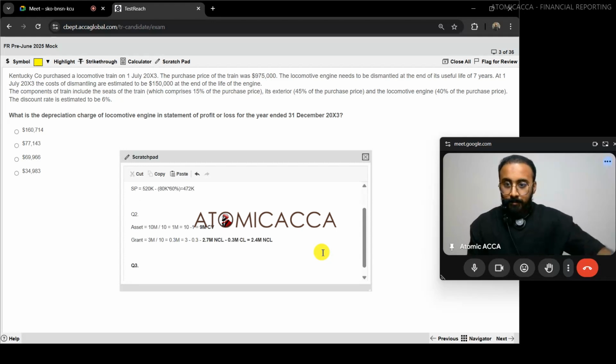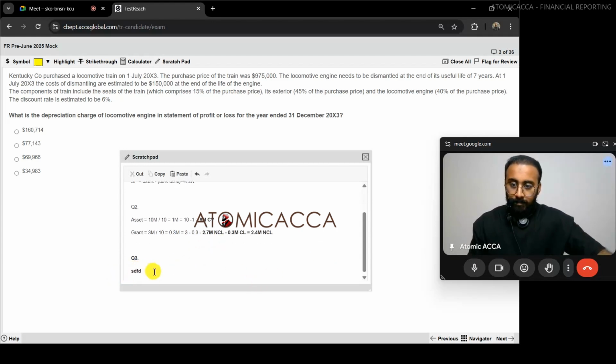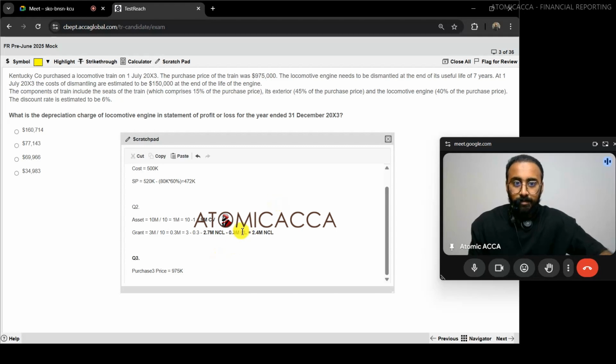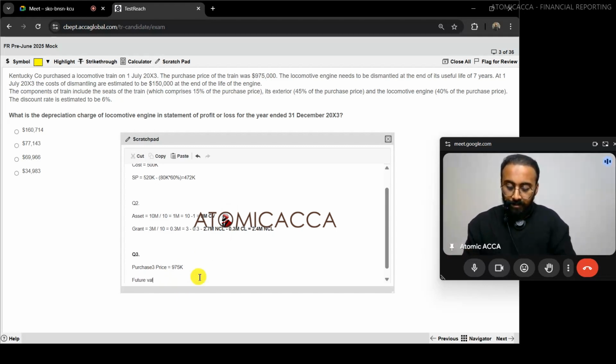Question number 3. So purchase price is 975,000. The locomotive engine needs to be dismantled at the end of its useful life of 7 years. So dismantling cost we have to find present value at 1st July X3, that is the beginning date. Cost of dismantling are estimated to be 150,000 at the end of the life of the engine. So future value of dismantling cost is equal to 150,000.